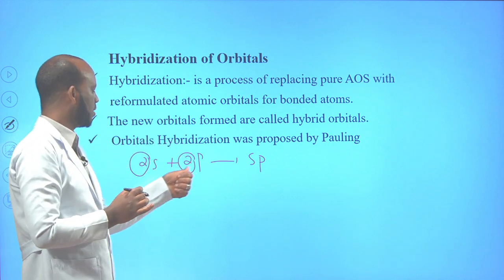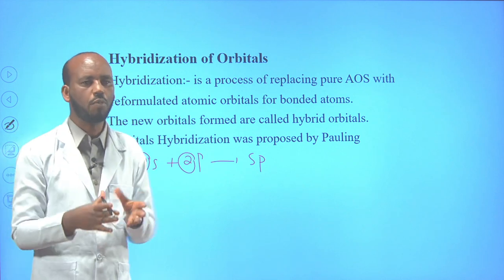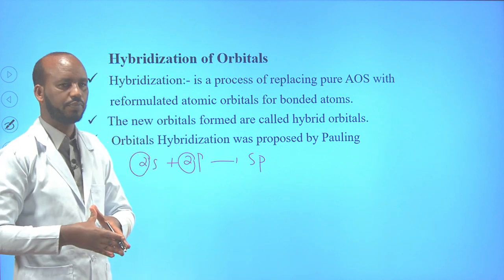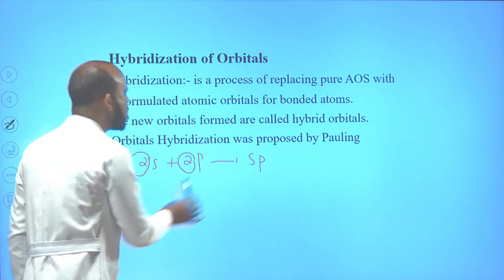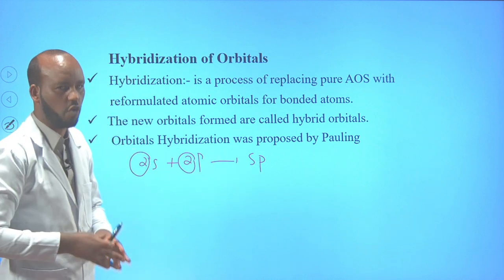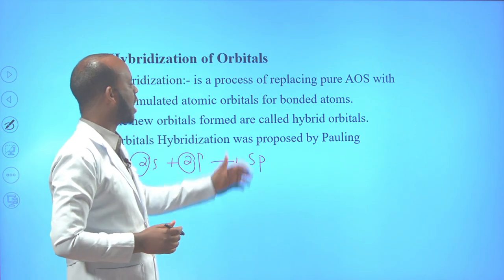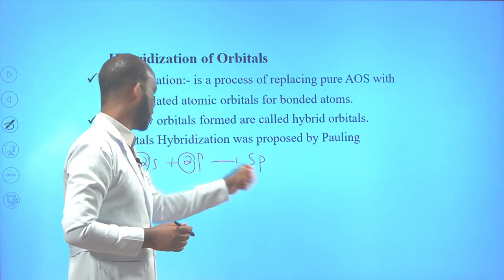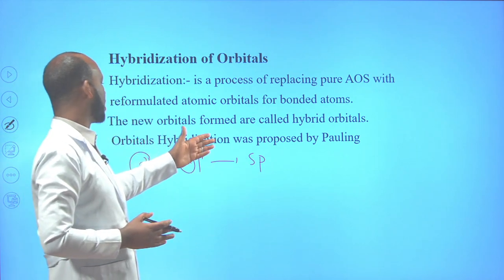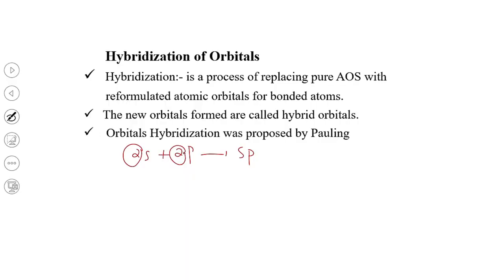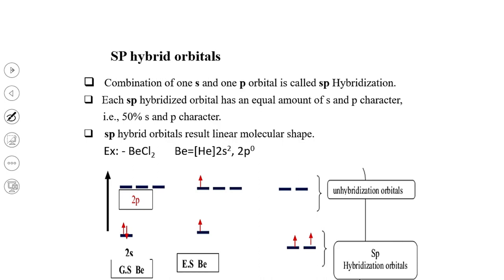3s atomic orbital is mixed with 3p atomic orbital to form sp hybrid orbitals. Number of hybrid orbitals equals number of atomic orbitals involved. Therefore, hybridization is the process of replacing pure atomic orbitals with reformulated atomic orbitals for bonded atoms. The new orbitals formed are called hybrid orbitals. Orbital hybridization was proposed by Pauling. Types of hybridization: sp hybrid orbitals.